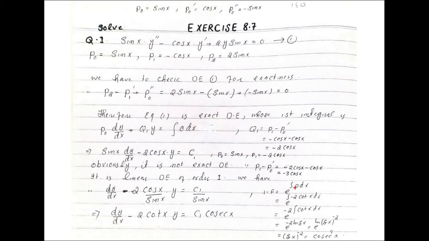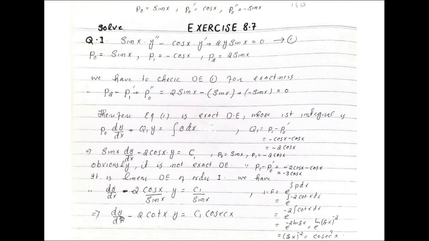This is the formula, putting the value of p. The value of p is minus 2 cotangent x. Cotangent is cos over sine, and the integration of cos over sine is log of sine x, and this minus 2 is as it is. Now simplifying, we will get e power log of sine x power minus 2. This will be cancelled. Sine x power minus 2 can be written as 1 over sine x whole square, which is equal to cosecant square x. Here the integrating factor is cosecant square x.